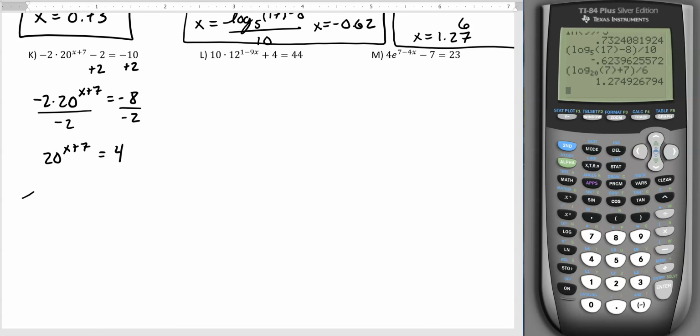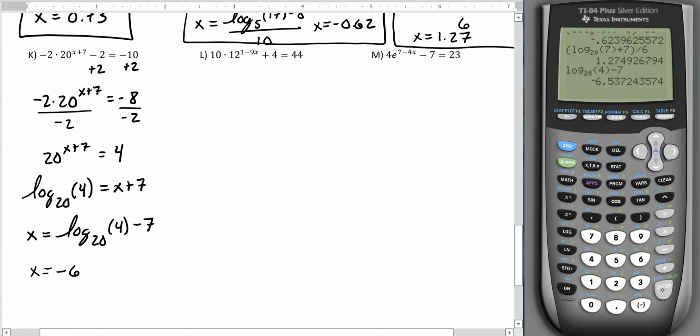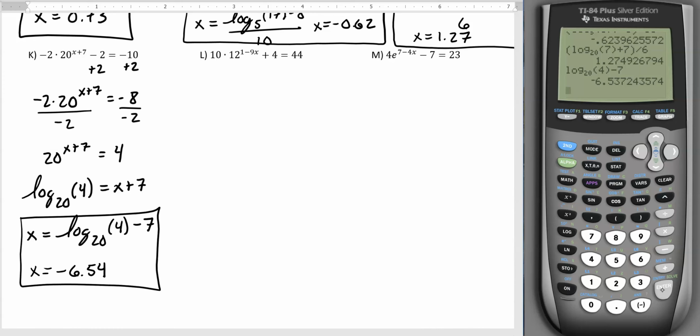So now I'm going to make my logarithm. Log base 20 of 4 equals x plus 7. And then to get x, I'm just going to subtract it over. So x will equal log base 20 of 4 minus 7. All right, now in my calculator, log base 20 of 4, and then minus 7. This is going to be a nice negative 6.54. Excellent.